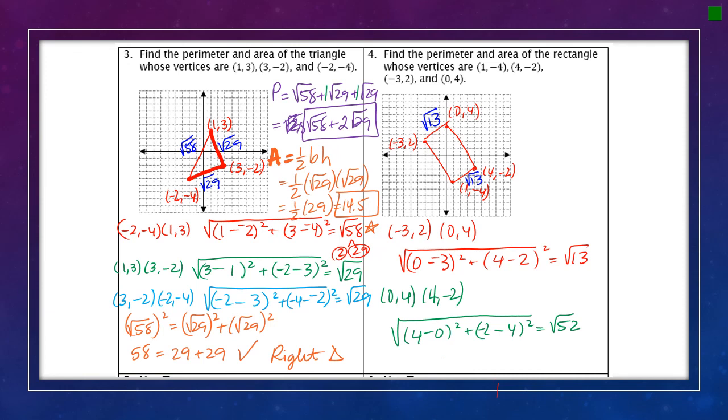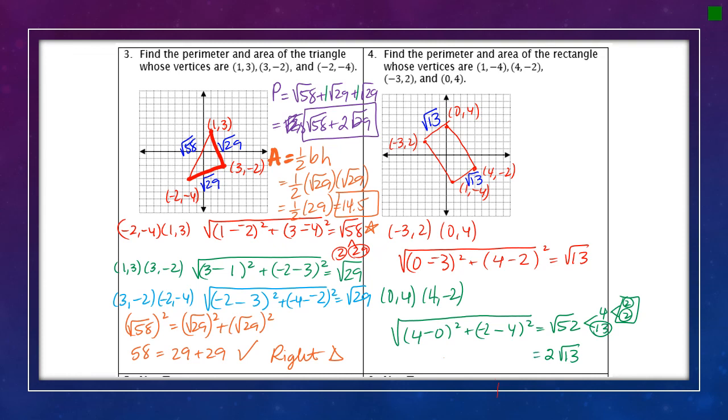And 52, I have to check to see if I can break this down. 52 is actually 4 times 13. And 4 is 2 times 2. So I have a pair of 2's. That means I can take out a 2 and then I would have a 13 left over.